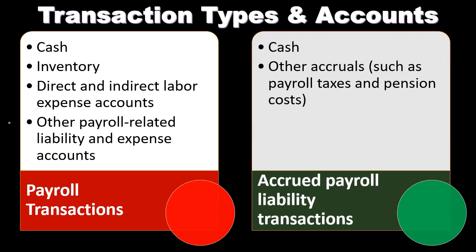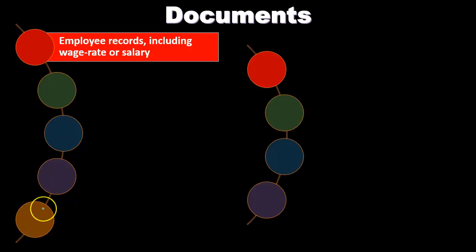And then on the accrued payroll liabilities transactions, we could be considering or involving cash, and then other accruals such as payroll taxes and pension costs within the accrual process for payroll. Documentation, the documents that will be involved within payroll, and of course there's going to be a lot of them because payroll is one of those things that are growing in terms of types of regulations of what needs to be included within the payroll process.